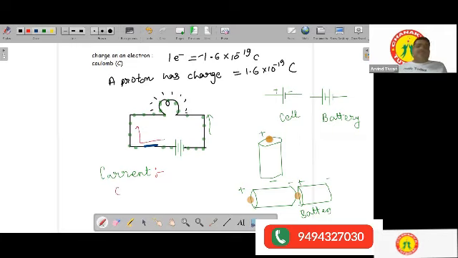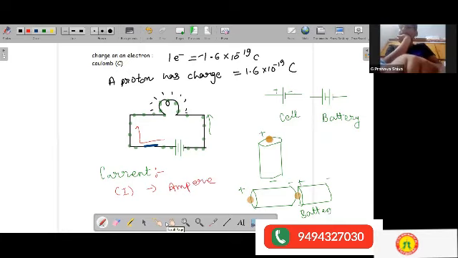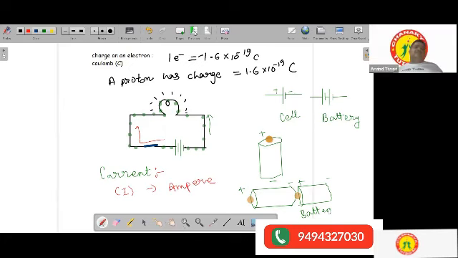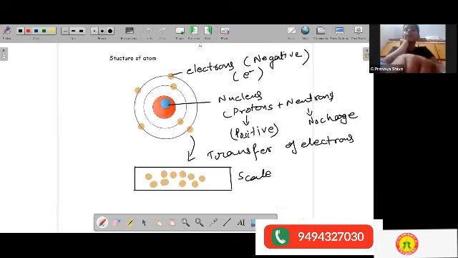Current is represented by the symbol I. Its SI unit is ampere. So what is the SI unit of current? Ampere. So in SI units, charge is coulomb and current is ampere.